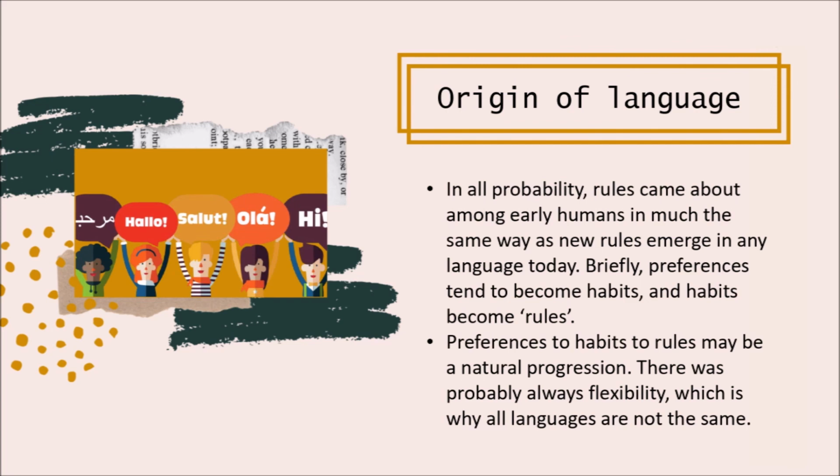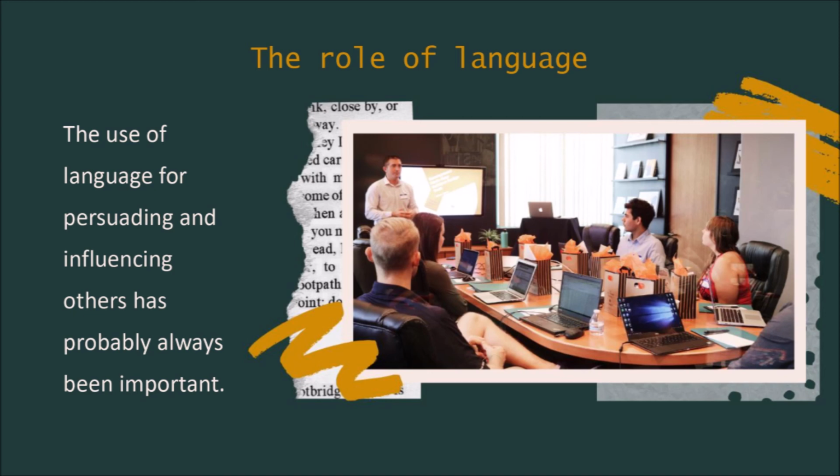The last topic is the role of language. Why did language begin? Social chit-chat may be the main reason why language emerged, but there are other roles of language. First, the use of language for persuading and influencing others has probably always been important. Yet information talking, like swapping news and conveying essential commands, is prominent primarily in public forms of language, less so in private conversations, which form the bulk of daily interactions.